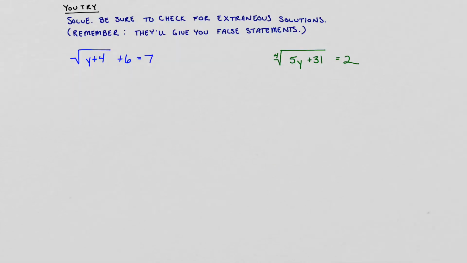Okay, so now it's your turn. Go ahead and try your hand at these two problems. Make sure that when you are solving, be sure to check for extraneous solutions. And remember, you'll know that you have an extraneous solution when you are given a false statement from your check. When you are ready, go ahead and press play.